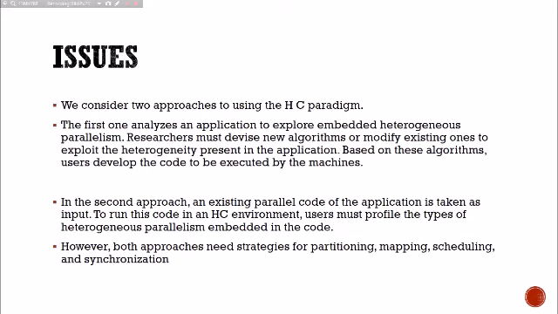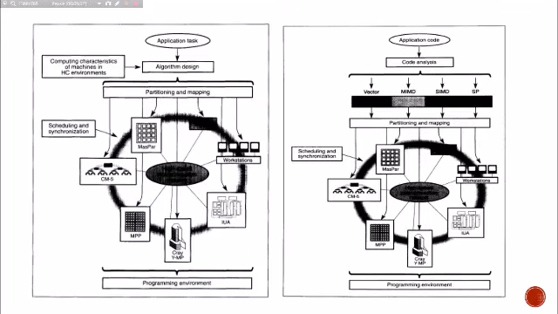In the second approach, we have an existing parallel code of the application, which we may have run on the previous homogeneous computing style, but this time we try to implement the same code on the heterogeneous computing environment. If it doesn't run, then we have to make some changes accordingly and run it again. In the end, both approaches need strategies for partitioning, mapping, scheduling, and synchronization.